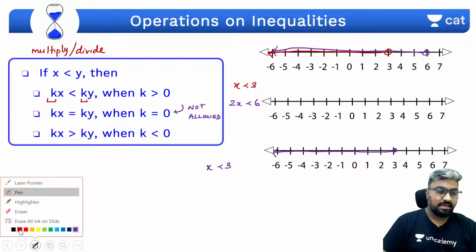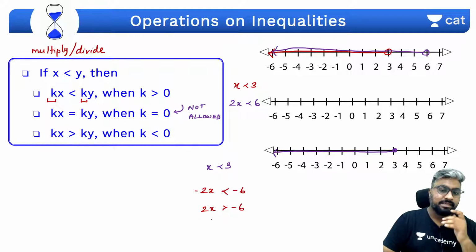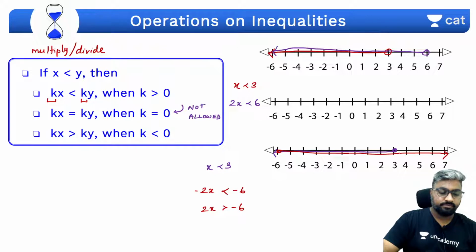But if I multiply by minus 2 on both sides, what will happen? I will get minus 2x will be less than minus 6. Or in other words, 2x will become greater than minus 6. Are you understanding this? The value will go to the right of it.